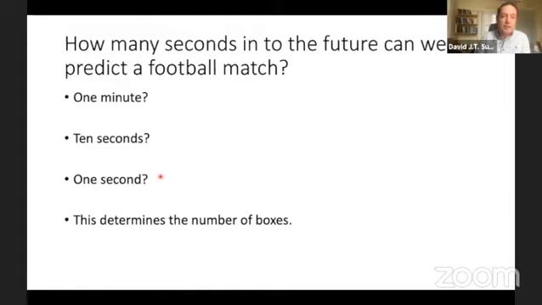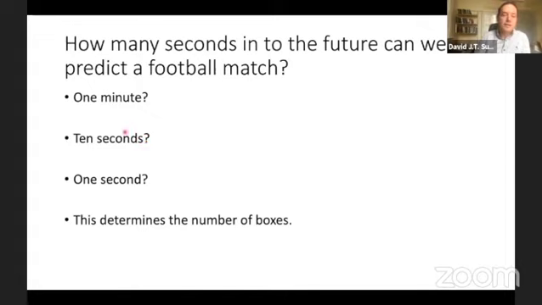1 second into the future, I can kind of believe that it's possible to predict what's going to happen in a match. You've got a one-on-one situation. You can certainly get a much better than random estimate of if there's going to be a goal or not. But basically, this number here determines the number of boxes. So it should be somewhere, I think, between 1 minute and 1 second. So to get the number of boxes, you divide 90 or 95 or 100 or however many minutes you've assumed in your football match, you divide it by this time scale that you believe you can predict into the future.